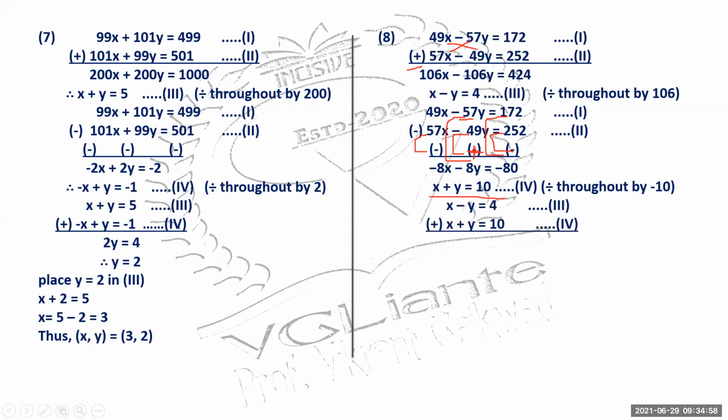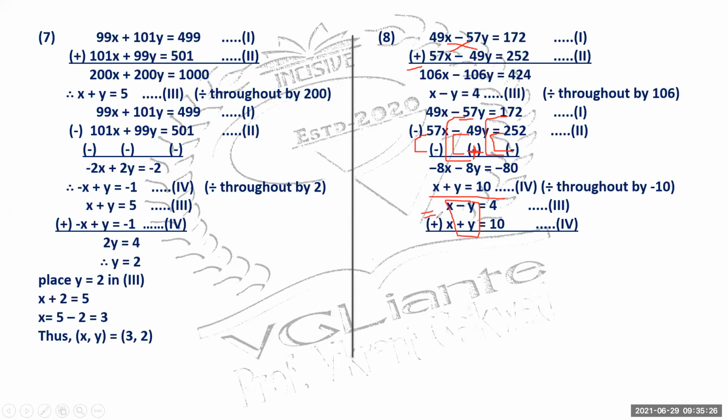Write one below the other. It is x minus y equals 4 and x plus y equals 10. Now again check: coefficients of y are the same, and that too with different signs. One is minus, one is plus. So simply, you have to add the two equations.